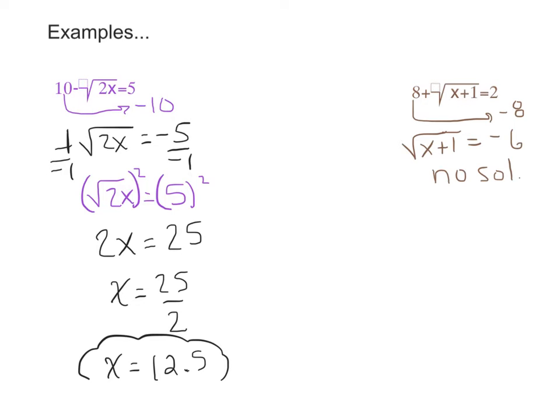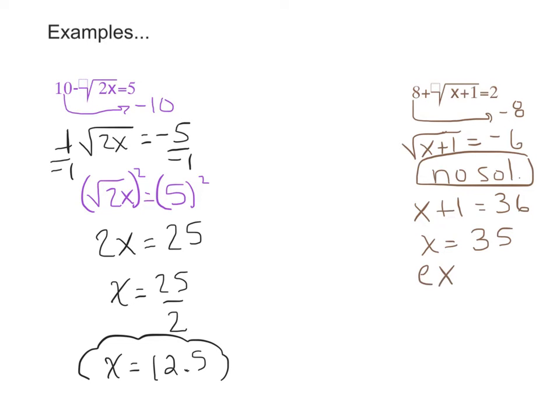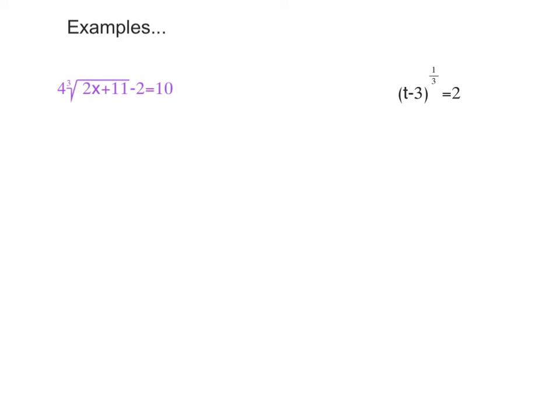So therefore, you end up with no solution. We can solve it, just to let you know. You would square both sides, and x would equal 35. But once again, try plugging 35 in, and it will not equal 2. So, a heads up: no solution would be the answer. 35 would be called extraneous. Okay, next. These are the last two examples.